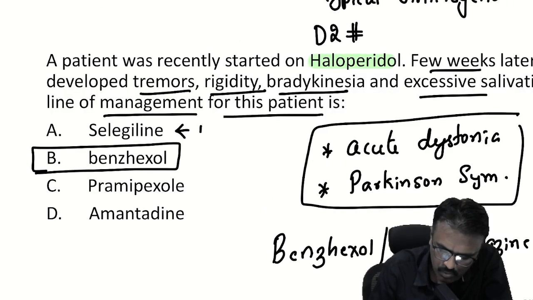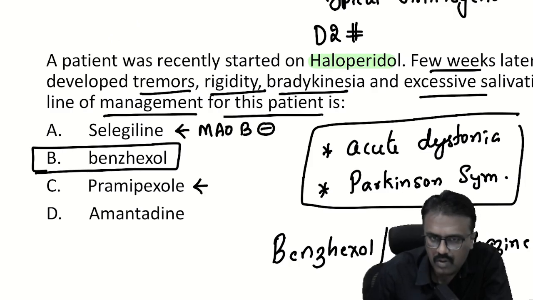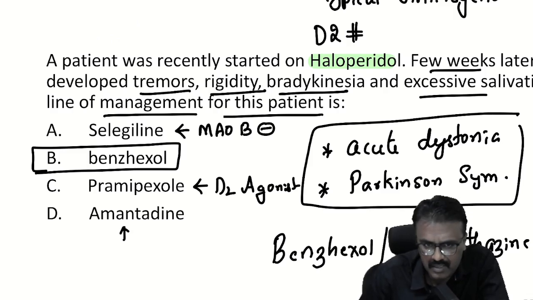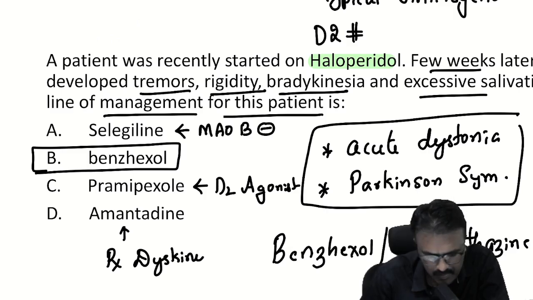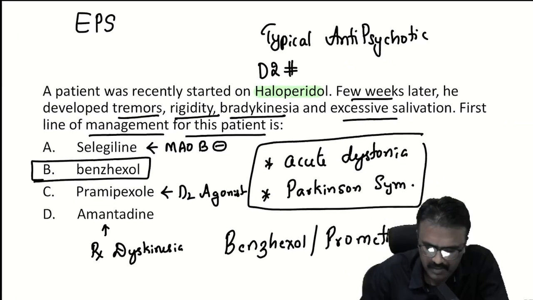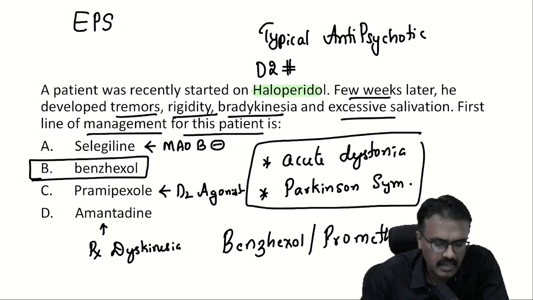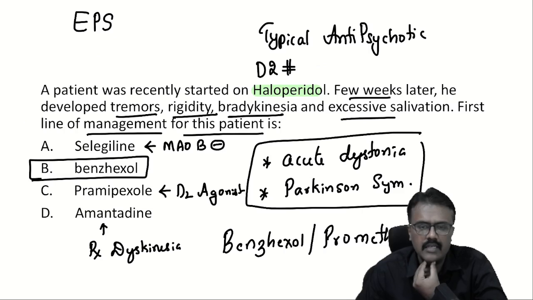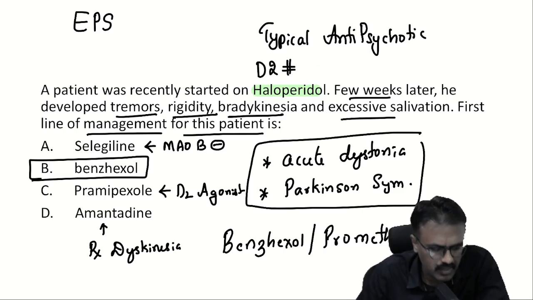Selegiline is a MAO-B inhibitor that is used to manage Parkinson disease. Pramipexole, ropinirole, rotigotine, they are D2 agonists, but they are not ergots, they are non-ergot. Amantadine is also used to treat Parkinson disease. Particularly, it is used to manage a problem called dyskinesia in Parkinson disease. Yes, very good. So, metoclopramide is an antiemetic. When we give it to the patient, he may develop dystonia, and that is treated with benzhexol or promethazine. Very good. The treatment is benzhexol.